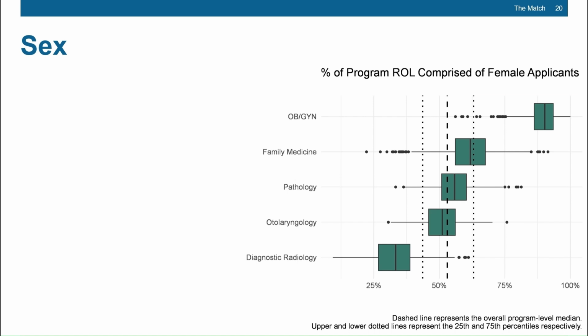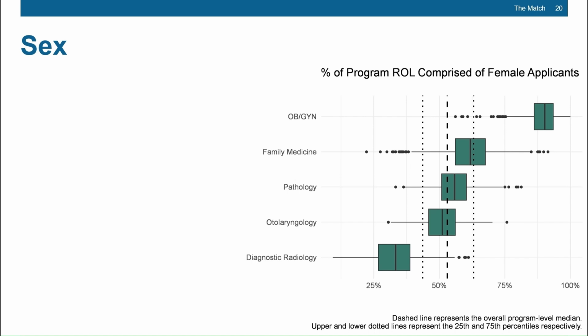This set of box plots show by specialty the distribution of the percentage of applicants ranked by each program who identified as female. The solid black bar in the center of each green box represents the median or 50th percentile for each specialty, while the outside ends of the green boxes represent the 25th and 75th percentile for each specialty. For example, 50% of OBGYN programs fell below and 50% fell above the specialty median of 90% of ranked applicants being female.